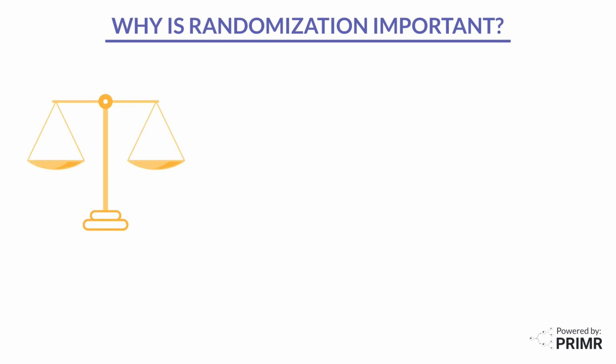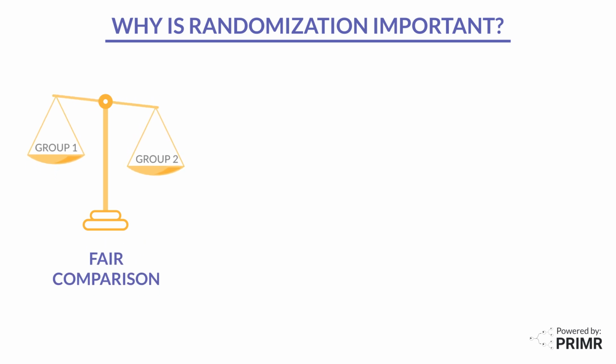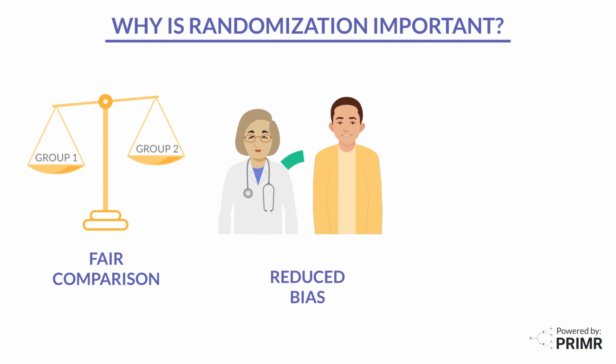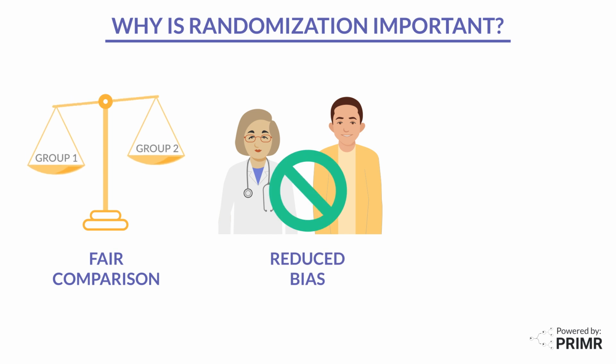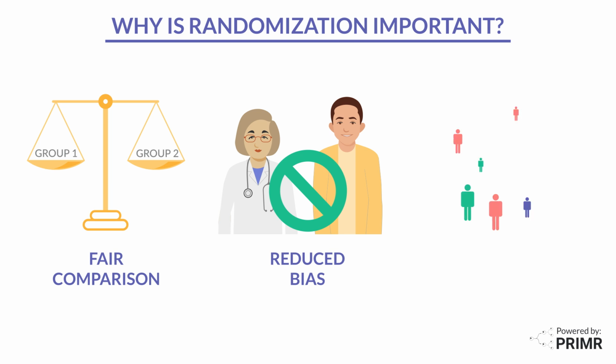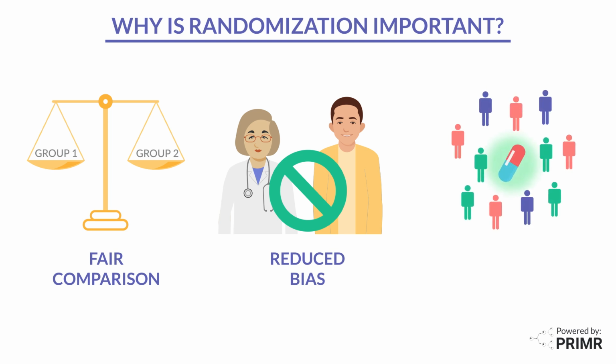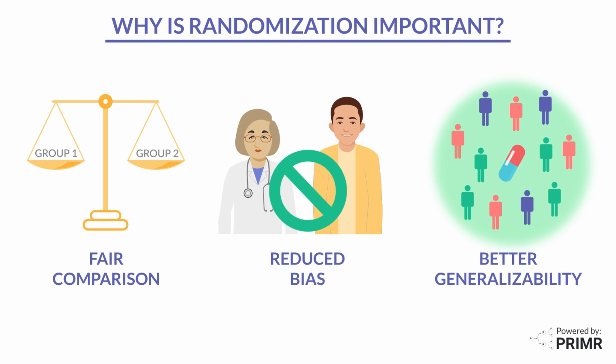Randomization is essential to clinical research for several reasons. Randomizing groups means researchers can fairly compare the treatment effects because both groups are balanced and comparable. Randomization helps remove personal biases or expectations from researchers and participants, increasing the study's reliability.